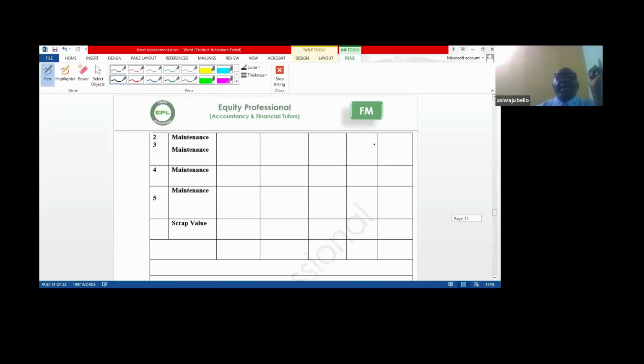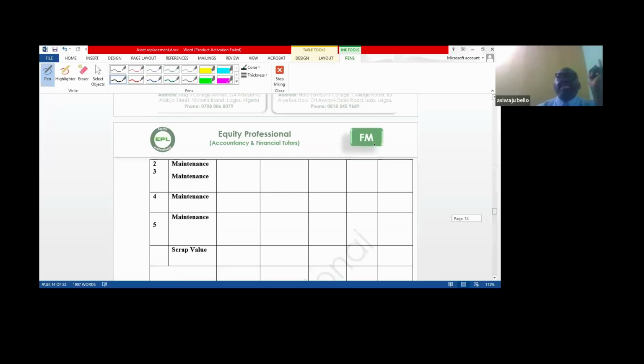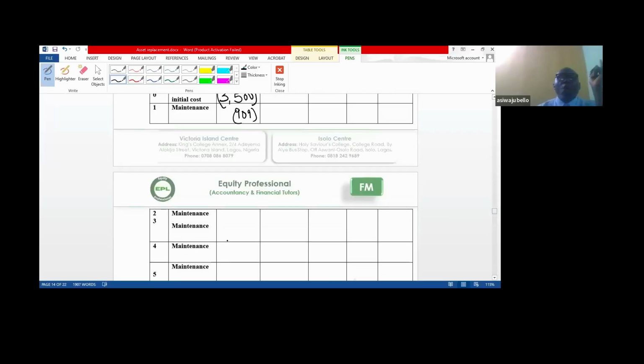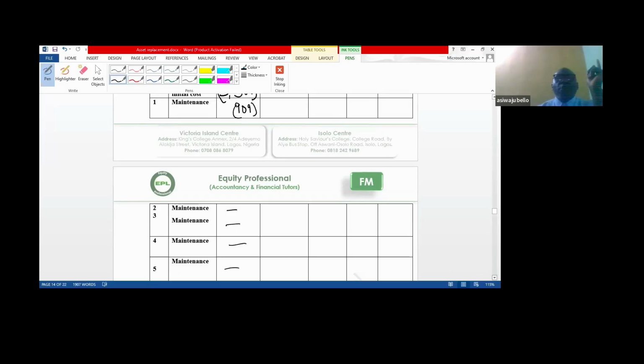Look at it, please. If I want to replace after 1 year, no maintenance cost in year 2, no maintenance cost here, no maintenance cost here, no cost here. I will now come here. The present value of my scrap value, 1818.